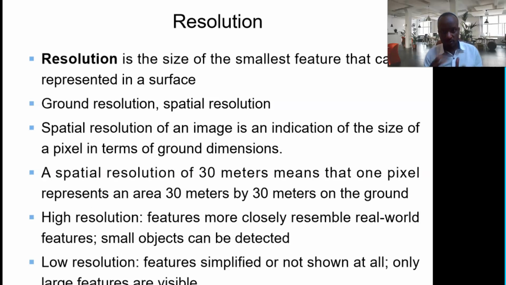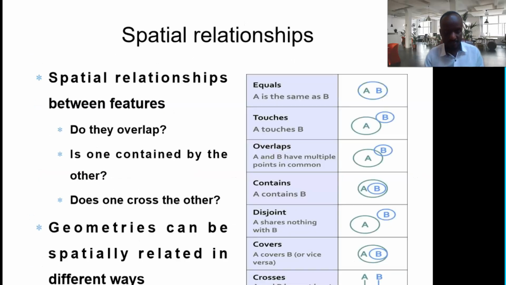When we come to resolution, resolution is the size of the smallest feature that can be represented in a surface, especially ground resolution and spatial resolution. Spatial resolution of an image is an indication of the size of a pixel in terms of ground dimension. A spatial resolution of 30 meters means that one pixel represents an area 30 meters by 30 meters on the ground. High resolution means features more closely resemble real-world features, and small objects can be detected. Low resolution means features are simplified or not shown at all, and only large features are visible.